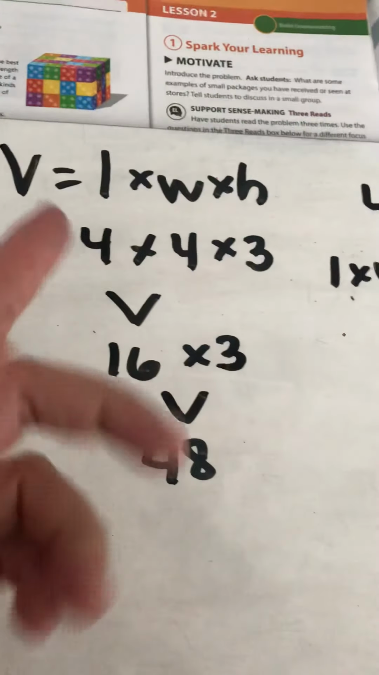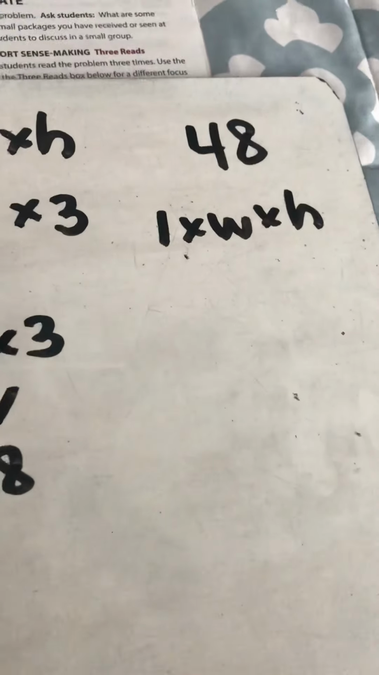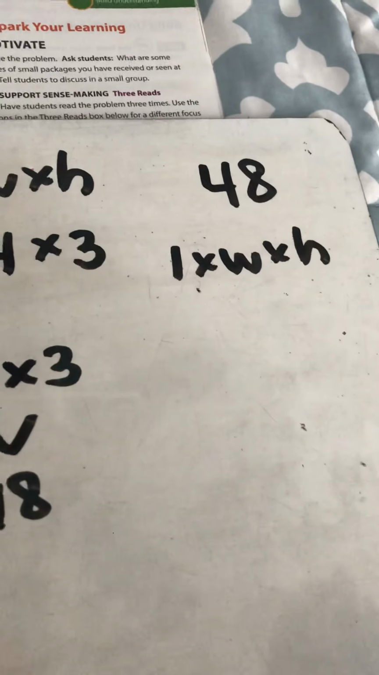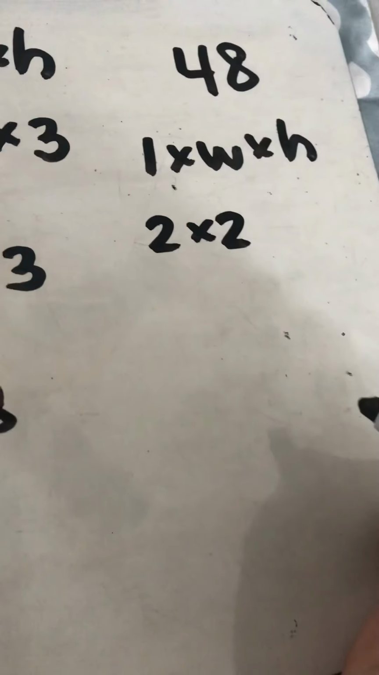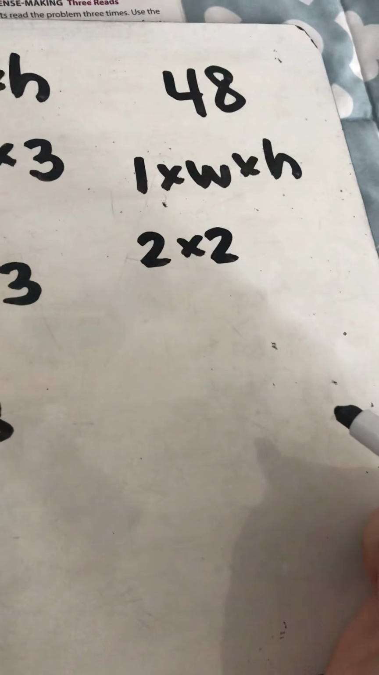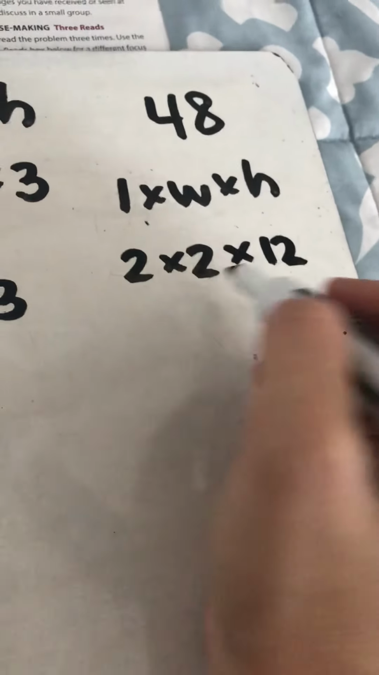Here we have 4 times 4 times 3 made it. Let's think of some other ones. I mean, we don't have to come up with all the different varieties, but let's come up with a few. So what if we said 2 times 2, that's 4. 4 times anything makes 48? Yeah, 4 times 12. So 2 times 2 is 4, and then we multiply by 12, we're going to get 48.